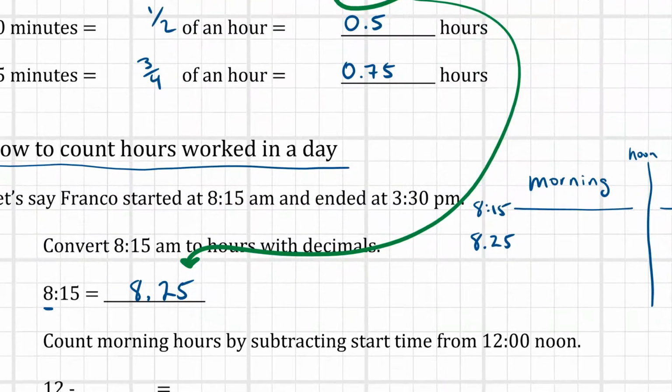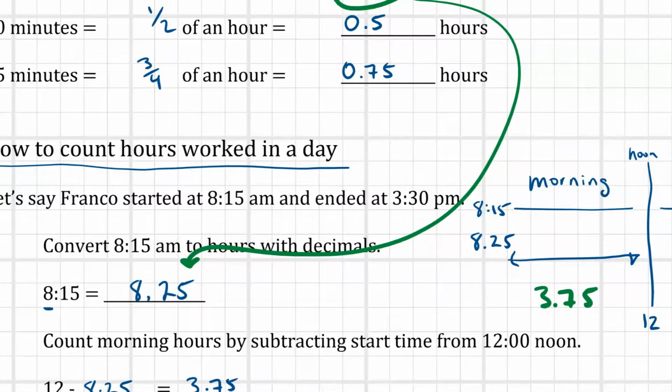Now it says, count the morning hours by subtracting the start time from 12 noon. So noon is 12. So if we want to say, how far is it from here to here? We have to subtract 12 minus 8.25. So we're going to say 12 minus 8.25, which I think is 3.75. So in other words, how many hours did Franco work in the morning? 3.75 hours in the morning.